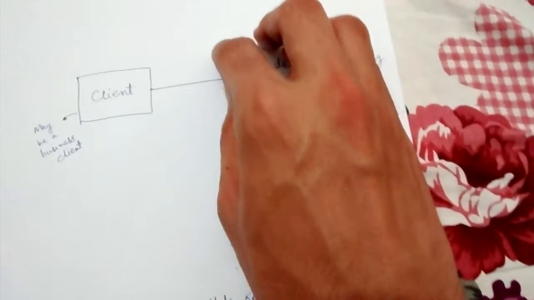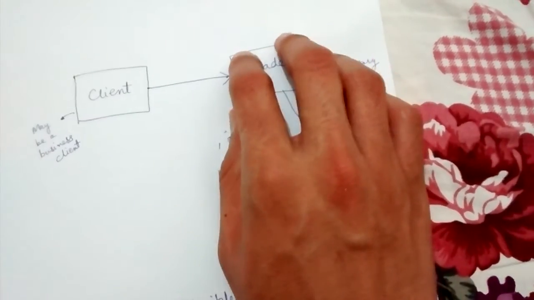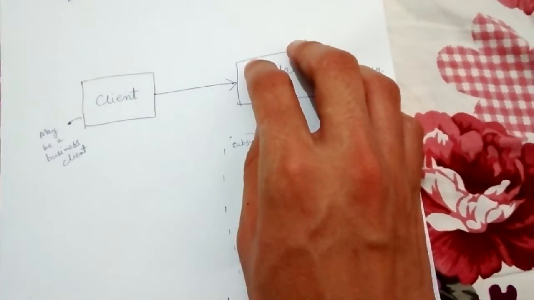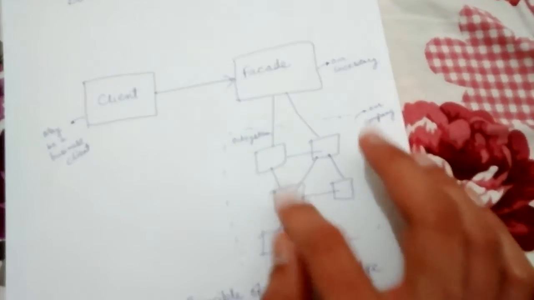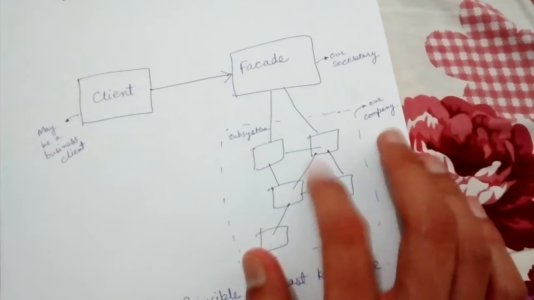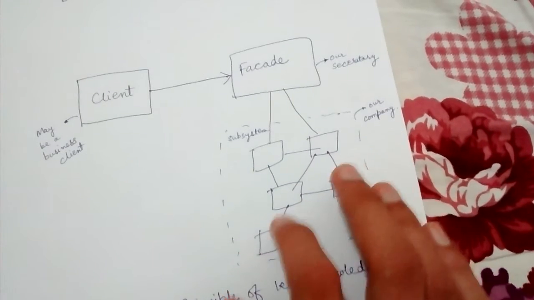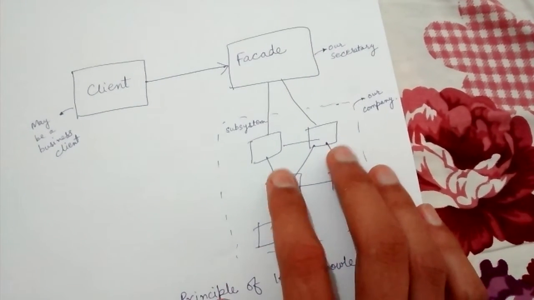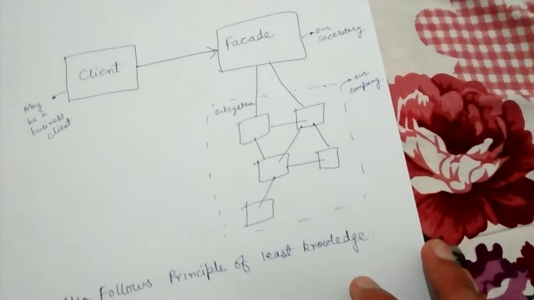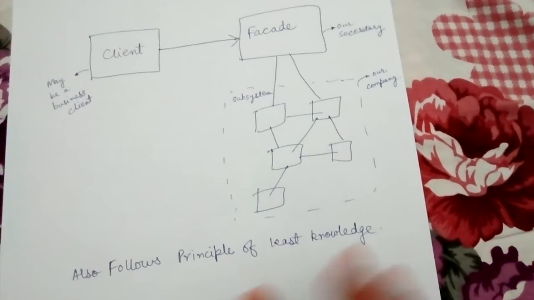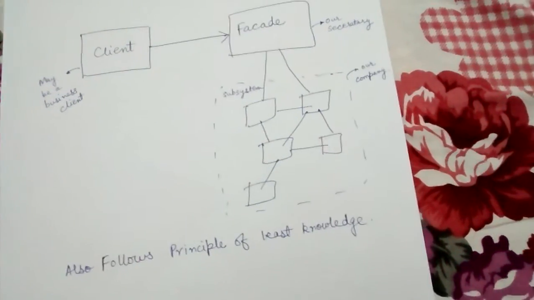Facade is providing a clean interface. You ask the facade, please schedule my meeting. The facade says the meeting is scheduled. You don't have to consider how these classes are interlinked internally, and how they are going to schedule the meeting. You don't have to worry about it. So this is also following the principle of least knowledge.